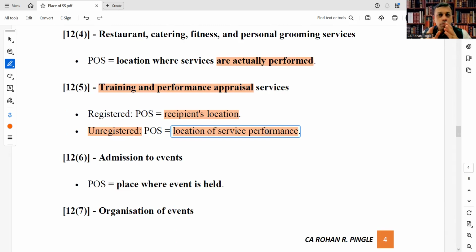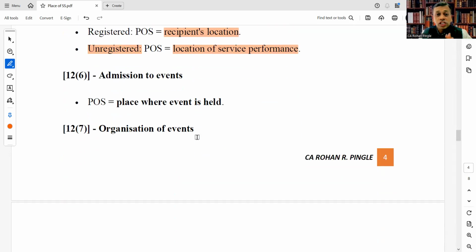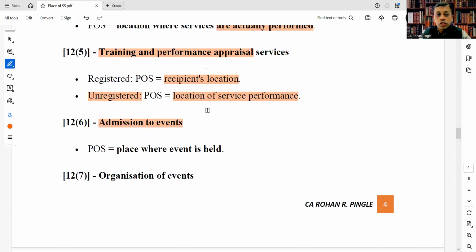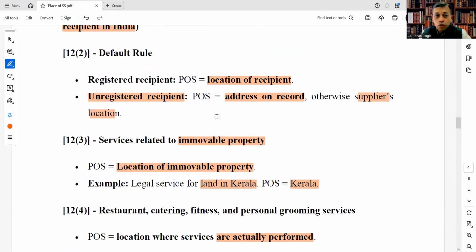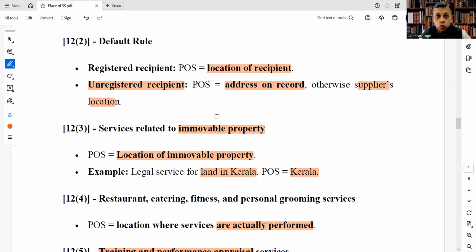Not very confusing, but if you study peacefully, you will be able to grasp it. Then next, subsection 6 of section 12 talks about admission to events. Okay, we have gone through the default rule, that is section 12 subsection 2.